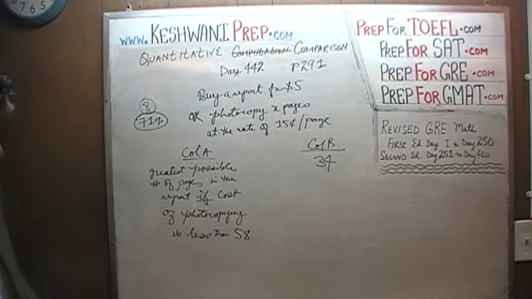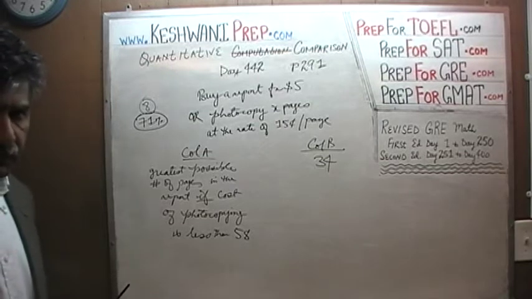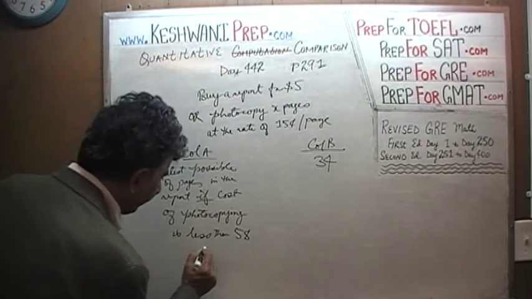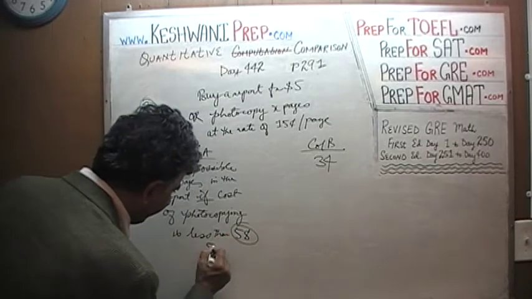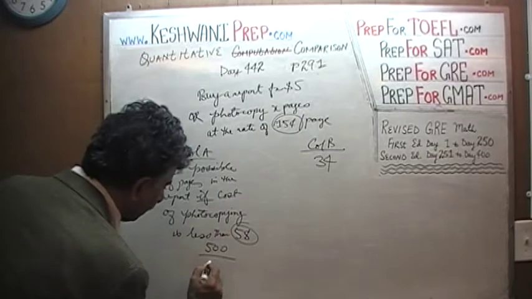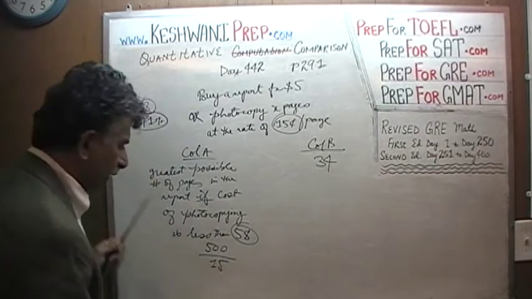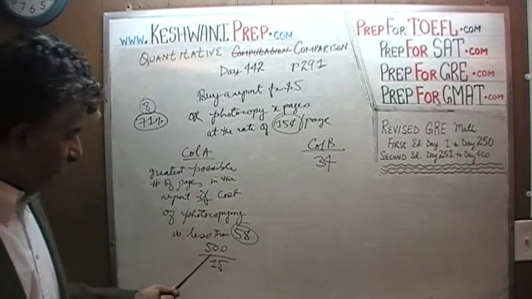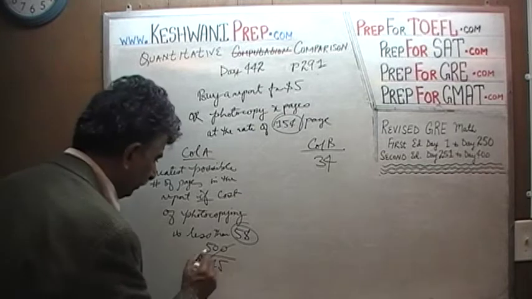Now listen, the traditional method would be to convert this $5 into 500 cents and divide this 500 cents by the cost per page, and figure out what that quantity is. But if you do it that way, it's going to take some time. Don't do it that way.